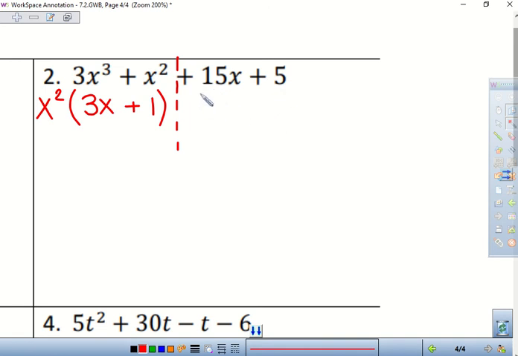Nothing. It could be 5. Good, 5. Yeah, so 15x and 5. It's going to be like 3x. Good, it's going to leave me with 3x plus... and it'll be 1. Good job.